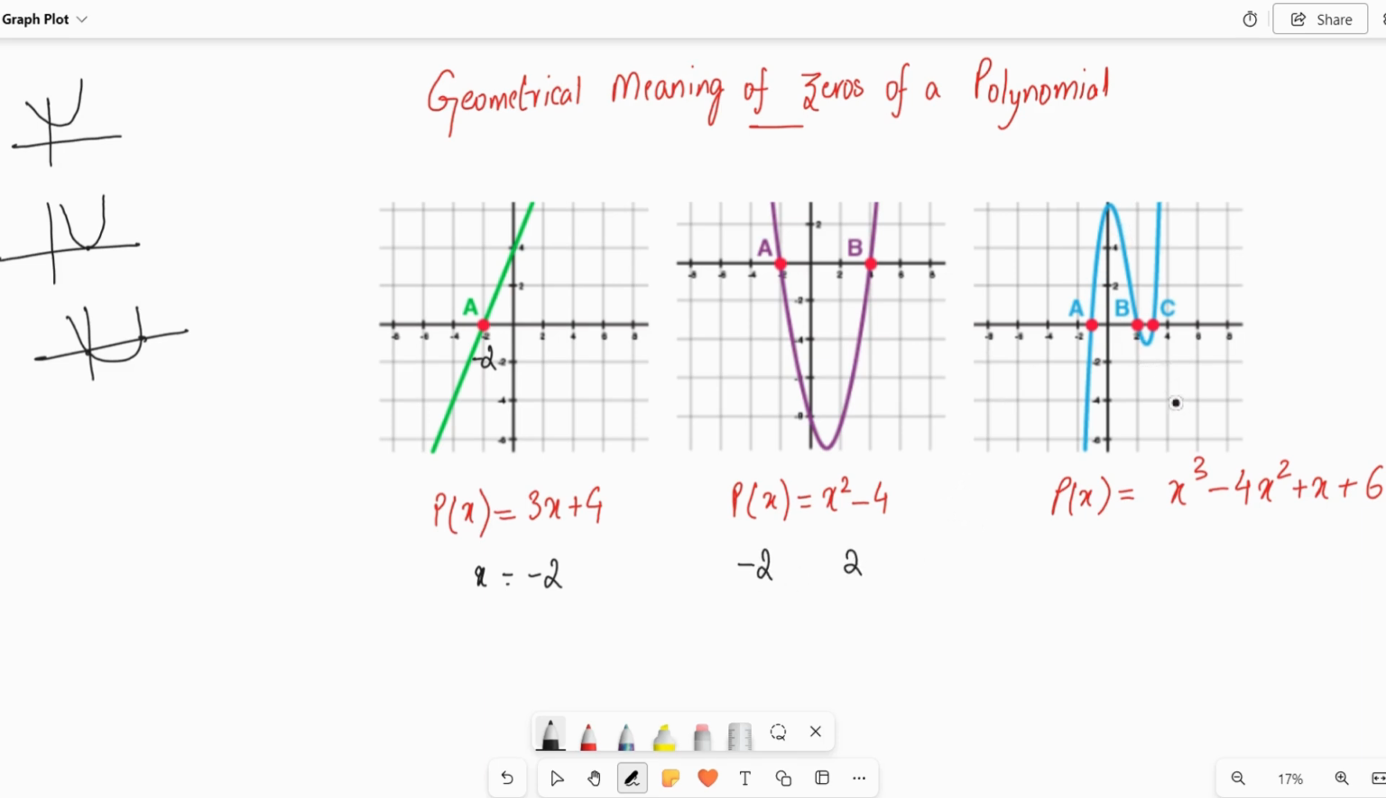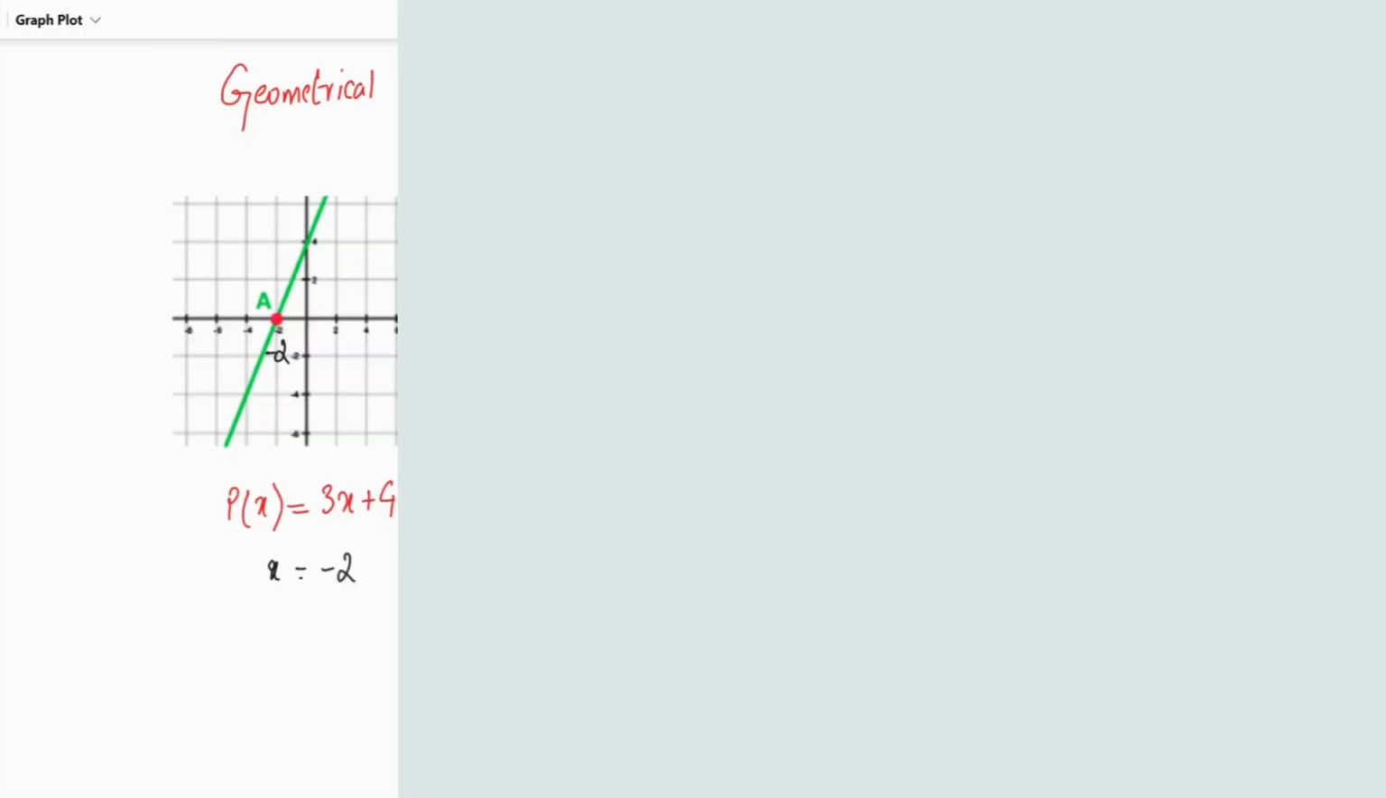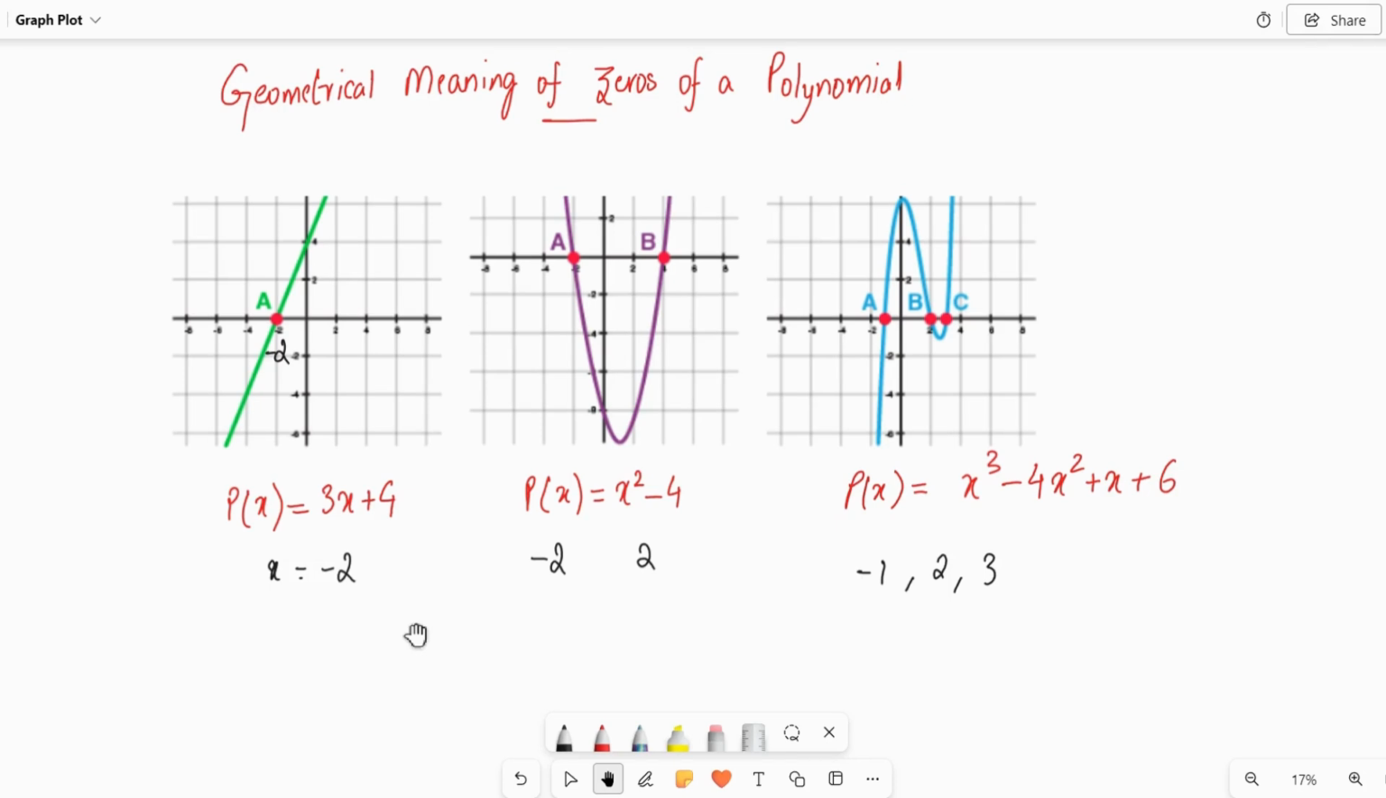Similarly, for a cubic polynomial, the graph cuts at 3 points in this case. So this cubic polynomial can have a maximum of up to 3 zeros, and the zeros are minus 1, 2, 3. And that is how you represent polynomials graphically.